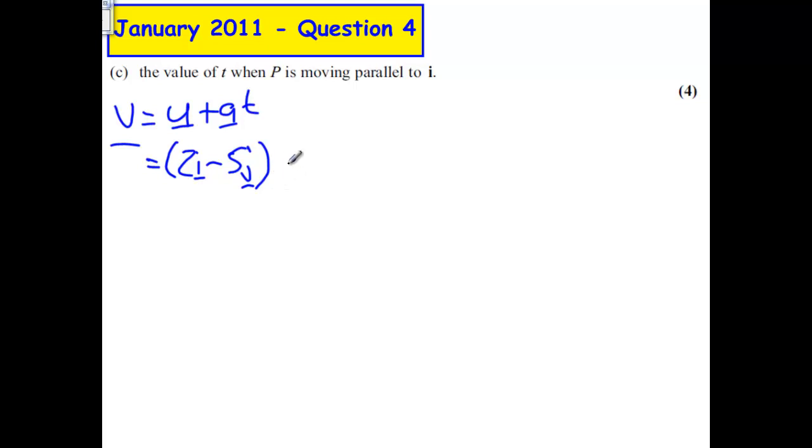And I worked out in the previous question that the acceleration was i plus 3j. So I'm going to add time times i plus 3j. Now notice I haven't substituted a specific value of time here. This is a general expression for the velocity at any given time. Now when this is the velocity of the particle p, when p is moving parallel to i, then this velocity must be equal to some constant, which I'm going to say lambda, times i.